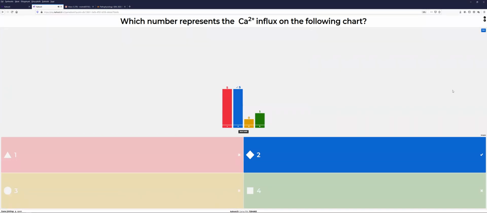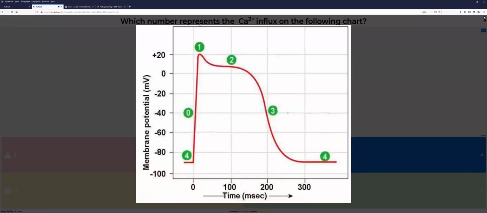What is this? The question was, which part, the calcium efflux? It's in the plateau phase. This is an active contraction. Not the first one.